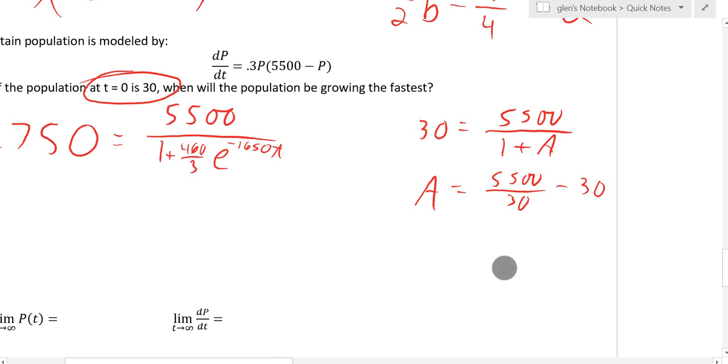Oh yeah, that should be a 1. I knew it. Someone said 30, and I put a 30 there.